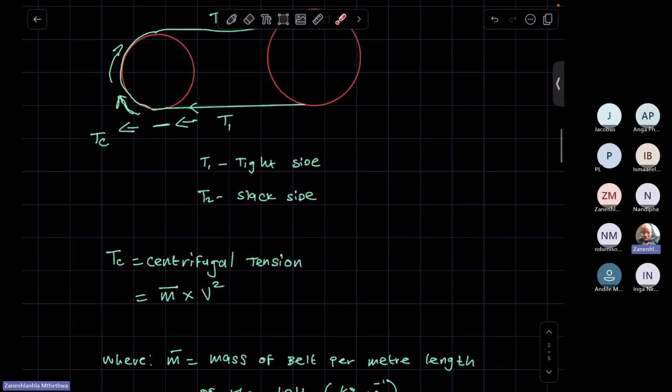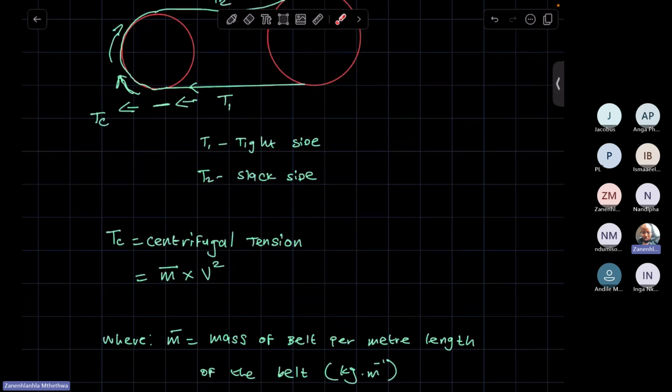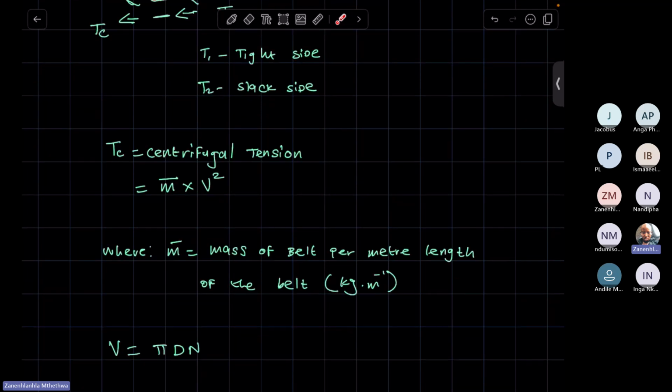So that is what centrifugal tension is. And then centrifugal tension is equal to m dash times v squared. Now v here is the speed of the belt, also known as the circumferential velocity of the belt. And m dash is the mass of the belt per meter length of the belt. So meaning it will be in kg per meter. And then v, as you know by now, is equal to pi dn.